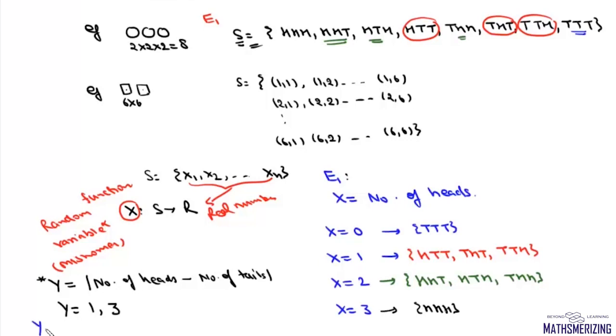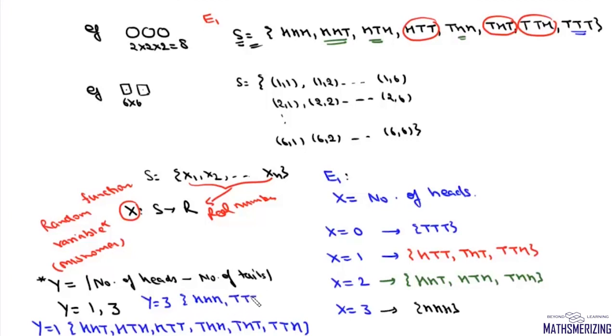Now Y equals 1 corresponds to 2 heads, 1 tail or 1 head, 2 tails. So it will be HHT, HTH, HTT, THH, THT and TTH. And if we say Y equals 3, it will correspond to all 3 heads or all 3 tails. So it will be HHH and TTT. So this is how we define a random variable. So basically a random variable is a function which maps sample points with real numbers.